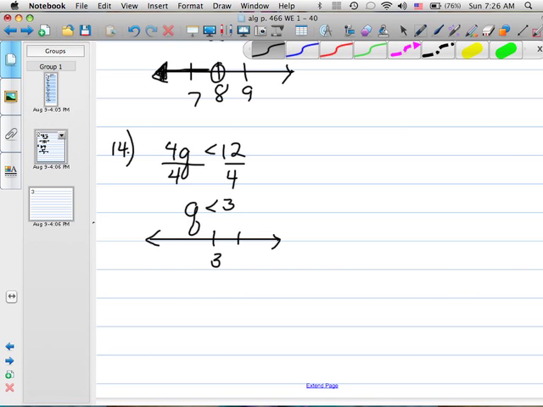We put 3 down, one number to the right, one to the left. It's less than, so open circle, shaded to the left. Solid arrow at the end.